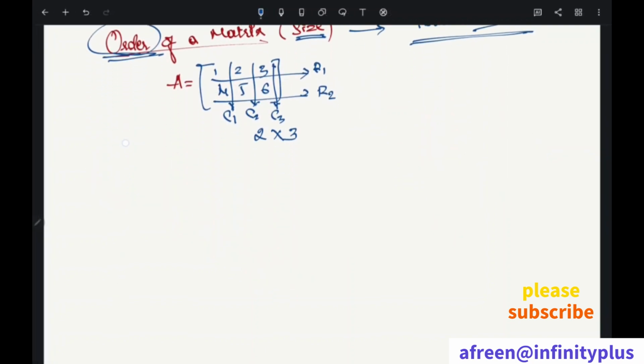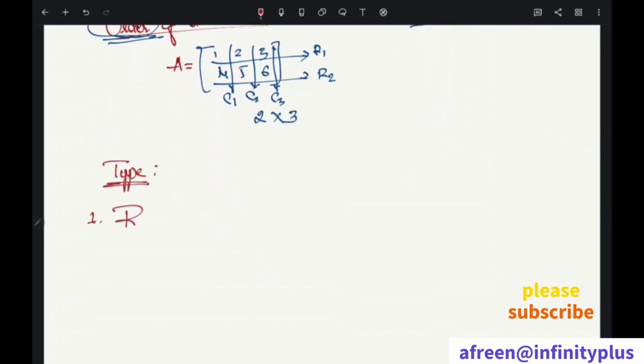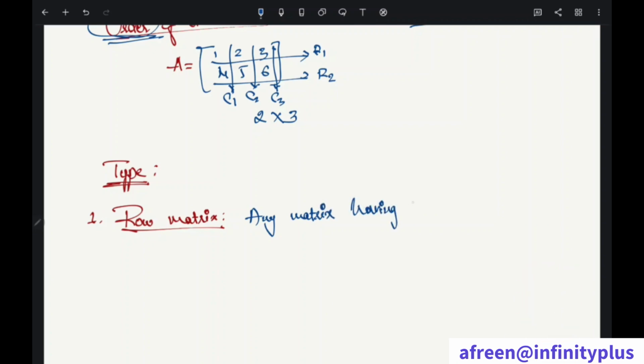So let's move on to the types of matrices. Among the types of matrices, first will be the row matrix. What is a row matrix? A row matrix is any matrix which is having only one row. Any matrix having only one row. So can you guess an example? What will be an example of a row matrix?